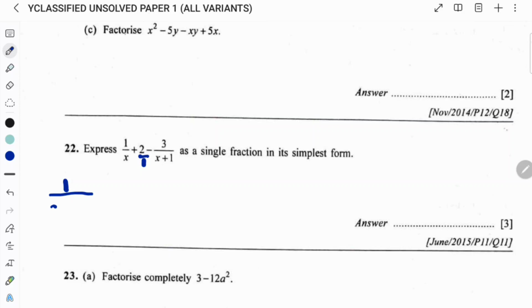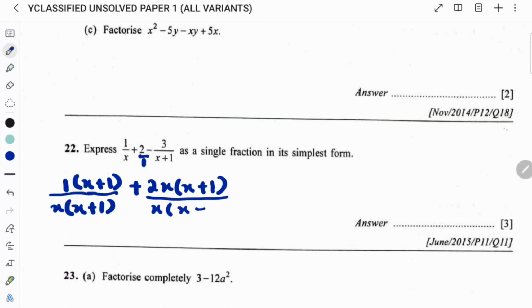So 1 upon x into (x plus 1), so you multiply also with x plus 1. Plus 2x into (x plus 1), so that is also becoming x into (x plus 1). In the numerator and denominator, you multiply the same. 3 into x, and it doesn't have x, so x into (x plus 1). What did I do? I multiplied this fraction, numerator and denominator, by x plus 1, because it has x already. This one I multiply with only x, because x plus 1 was already there.